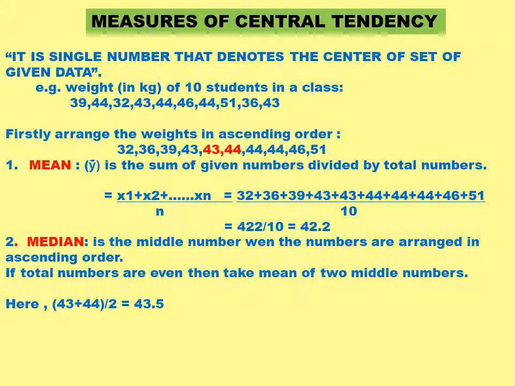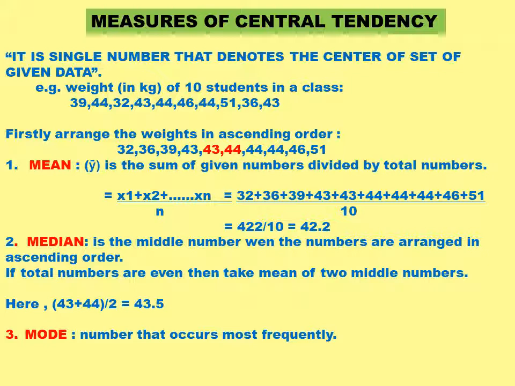That will be much easier if you have odd numbers. But if you have even numbers, you will take the mean of the middle two numbers. Means you will find the middlemost two numbers and take the average of them. Here you can see I have 10 numbers in total. That means an even number, right? So if I count, I will find that 43 and 44 are the middlemost numbers. So I will take the mean of these two numbers. The mean will be 43 plus 44 divided by 2. So that will be 43.5, right?